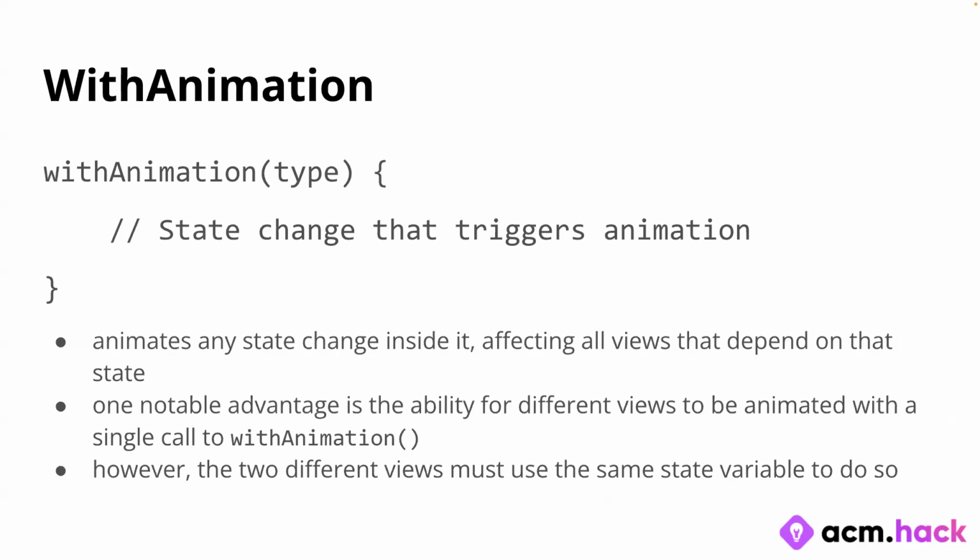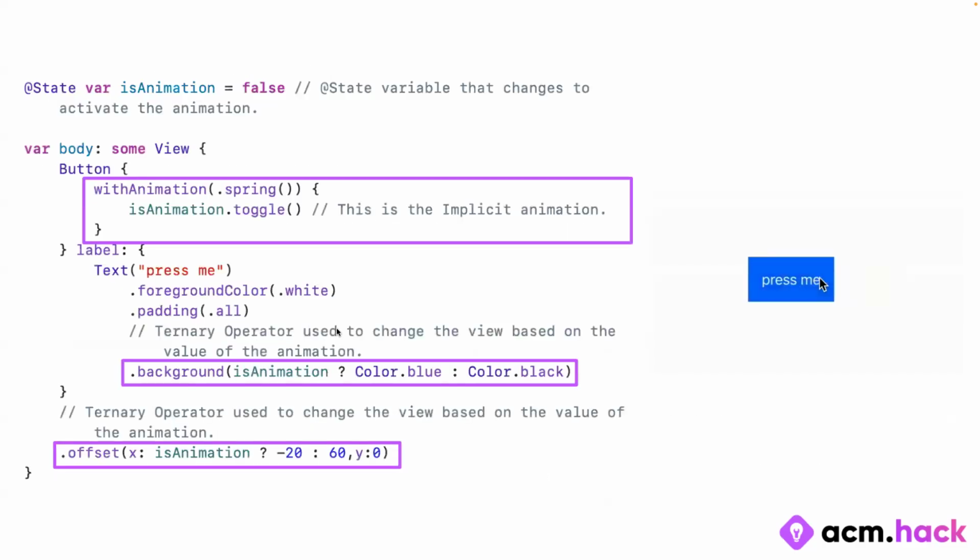However, the two different views must use the same state variable to do so. So here's an example with is animation. We have the same state variable is animation here as well. And then for the button, we put with animation in here, and the type we're using is spring. And then we're also toggling is animation over here.